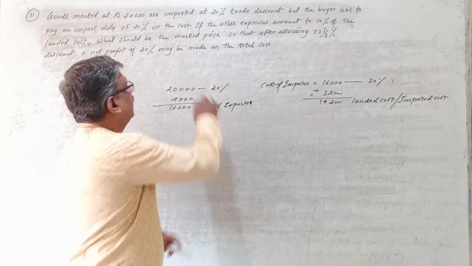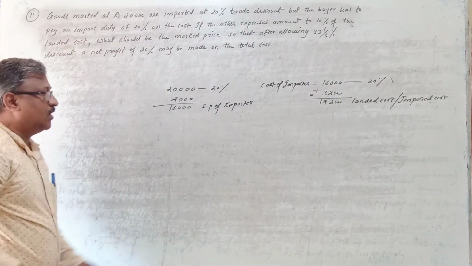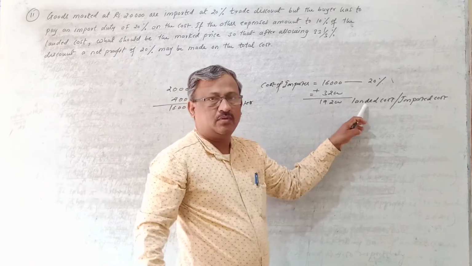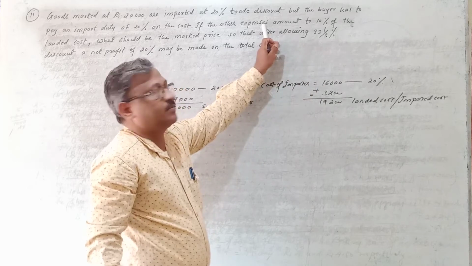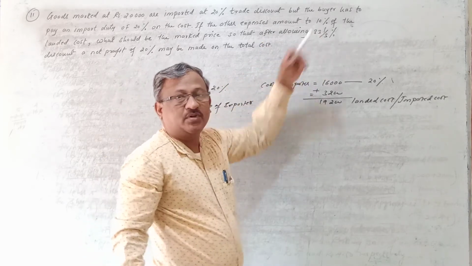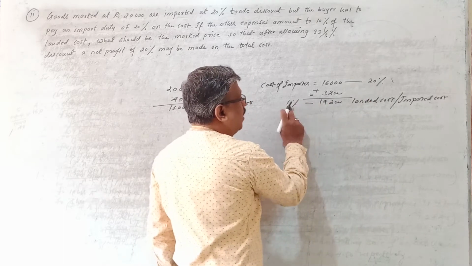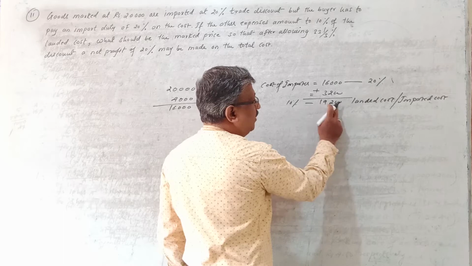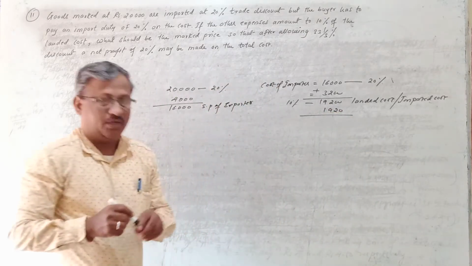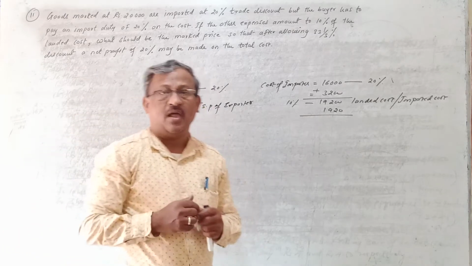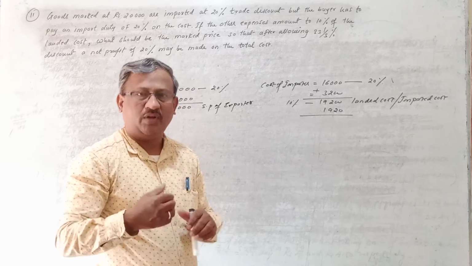Now further they said, if the other expenses amount to 10% of the landed cost, means on whatever landed cost comes, he has incurred other expenses at the rate of 10%. So on this landed cost you have to calculate 10%. So 10% of this landed cost, 19,200, comes to 1,920 rupees. So the importer has to bear other expenses of 1,920 rupees.